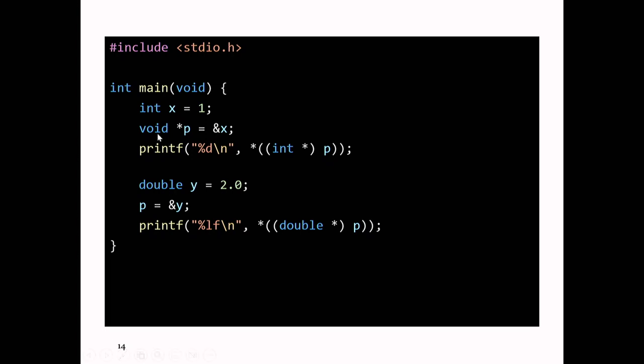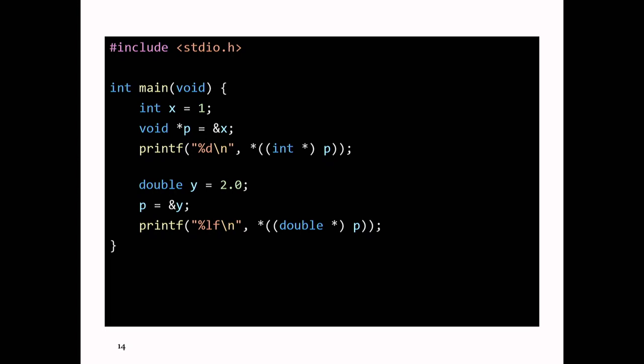What you can't do with a void pointer is dereference it. You can't automatically dereference a pointer because the compiler doesn't know what type this is. You've told it it's a void pointer, so it can point at anything. So if you want to dereference that pointer, you have to tell the compiler what that thing is pointing at. So here's p, that's a void pointer, so its type is void star.